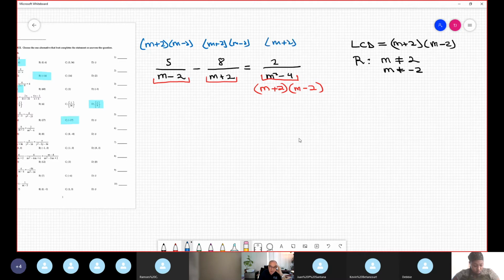When you have practice, you skip that part because it's easy to see. For example, when you multiply the LCD by the first term, it's obvious that this and this cancel, and m plus 2 stays. We can do the same here. So 5 times m plus 2 stays. Minus, delete this and this, so m minus 2 stays. And on the right hand side, delete everything.